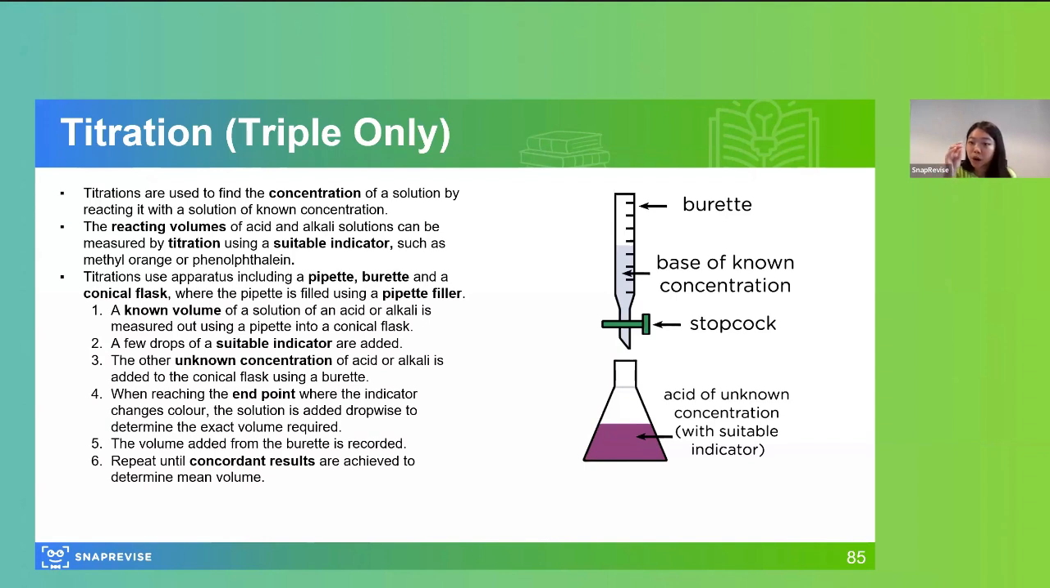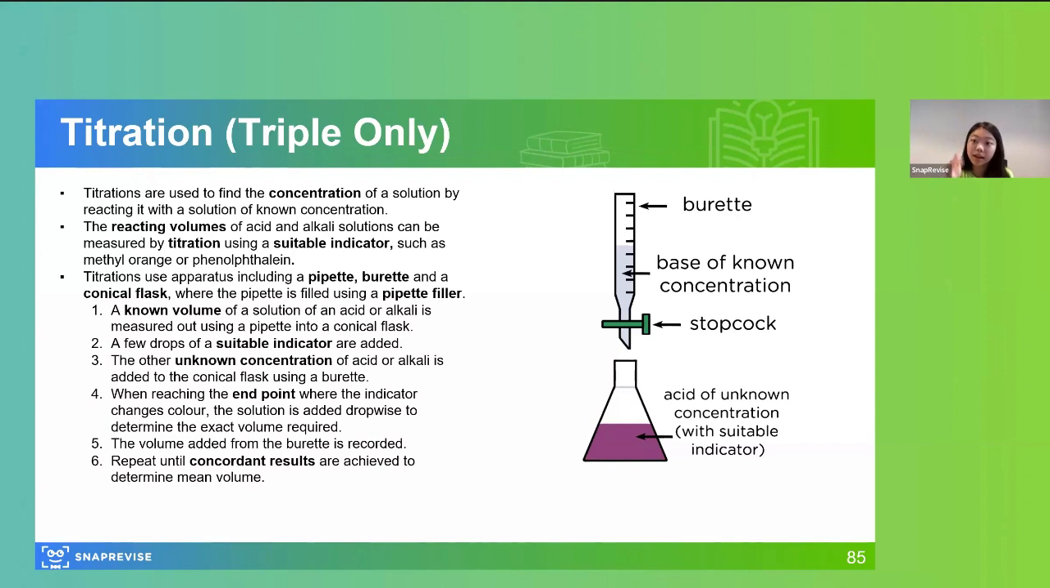Then you're going to keep adding drops of the acid or alkali into your solution until it reaches the endpoint. And the endpoint is when the color change is seen, when it goes from colorless to pink, or from orange to pink, depending on which indicator you use. Then you figure out the volume that is added by looking at the burette at eye level.